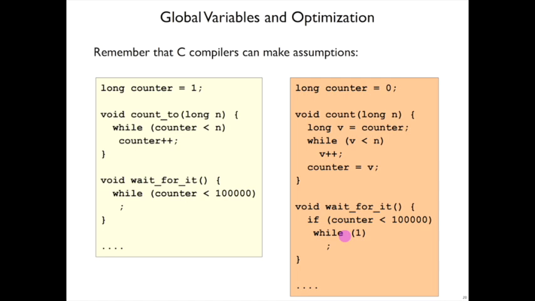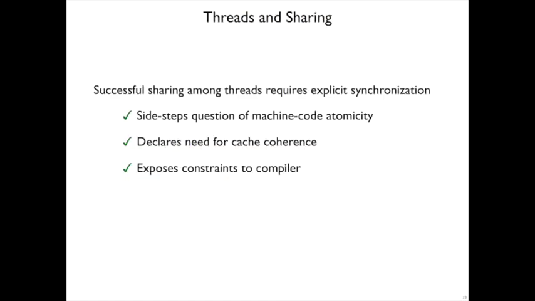We saw that there is a possibility of putting volatile in front of this counter, which will force the optimizer to not make any assumptions about when a global variable can change. That would cause these programs to behave differently, but it's not the right answer for concurrency. Whenever you have threads and sharing, we're going to have to do something explicit. And volatile is not explicit enough.